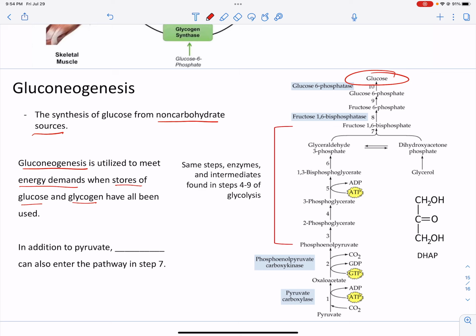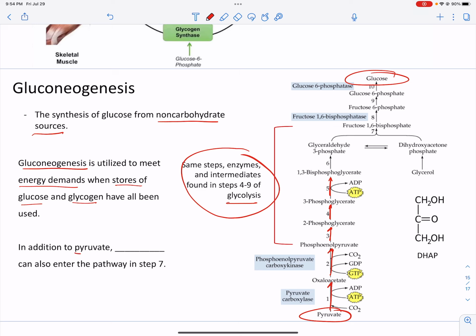Now, pyruvate is one of the players. You see these upward arrows, you can literally run all of this in reverse. A lot of these steps are the same steps and same enzymes and same intermediates from glycolysis. So it's like you're just running glycolysis in reverse to some degree. It's not exactly the same. But you can just run this in reverse and ultimately end up at glucose.